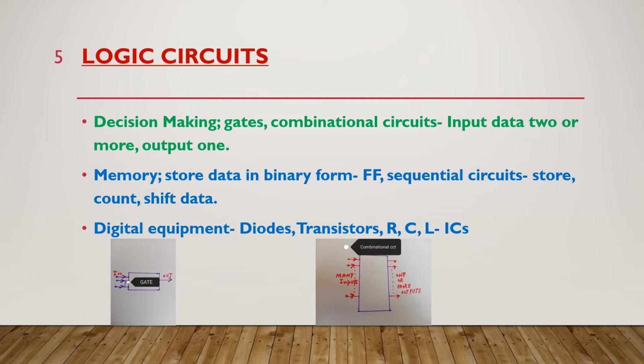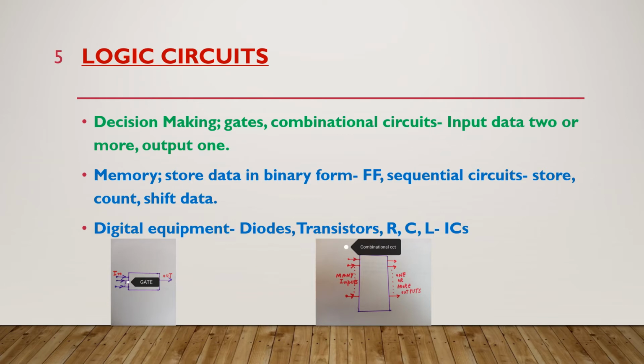Similarly, in the DLD or in the logic circuits, in the decision making, we have got the gates, and when so many gates are connected together, they are known as the combinational circuits. And in the combinational circuits, if you see on the left hand side, the gate is shown, and there are so many inputs.